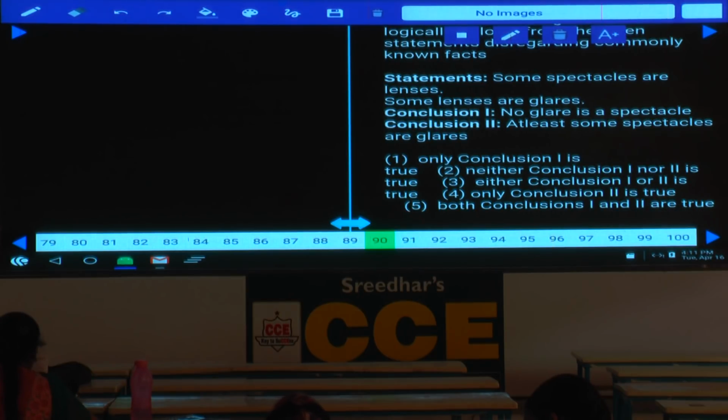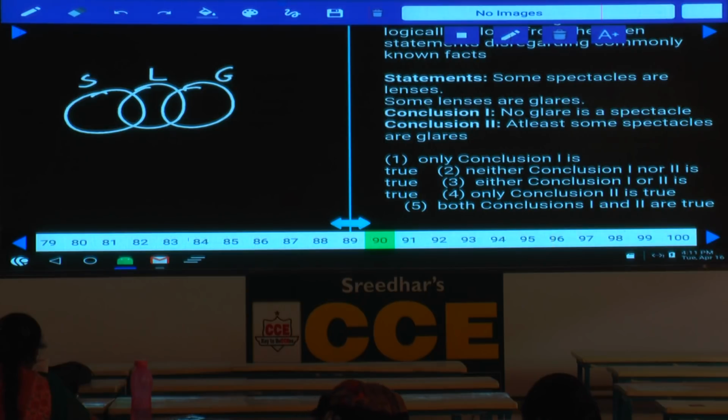Then coming to question number 90. Now in this 90, some spectacles are lenses. Some of the spectacles are lenses can be written like this. And some lenses are glares. Some of the lenses are glares. First one, no glare is a spectacle, as of now it is true. And some spectacles are glares, that is false. Isn't it? The first conclusion is true. As the first one is true, it is a negative conclusion.